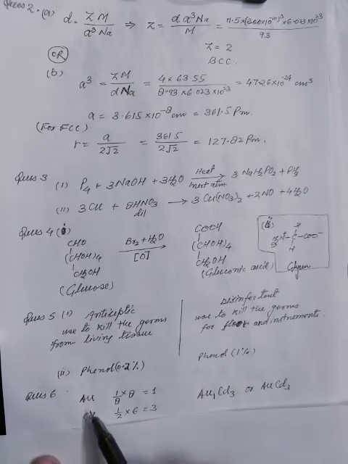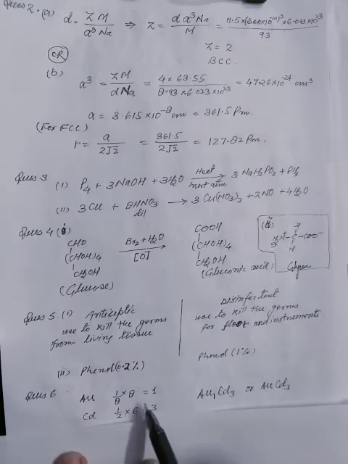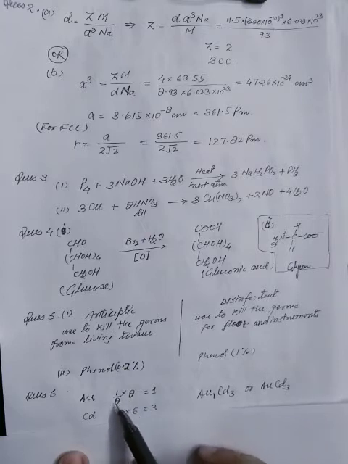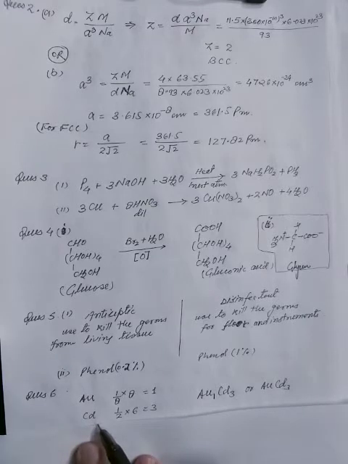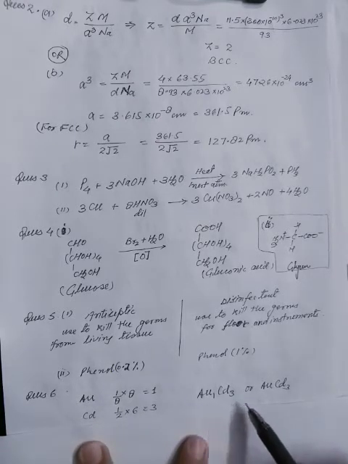Now see here, where is gold placed? It is at the corner, so 1/8 into 8, there are 8 corners, and every corner has 1/8 portion of the unit cell. And cadmium is placed at the face centers. How many faces? 6 faces, and the constituent at a face center occupies half of the constituent present in the unit cell. So half into 6 will be 3. So gold will be 1 and cadmium will be 3. The formula will be AuCd3.